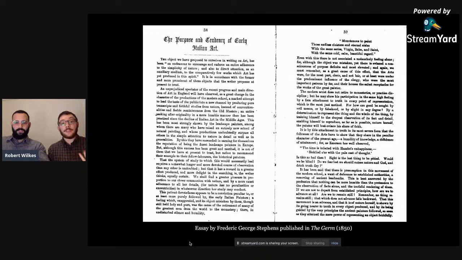This magazine contained various essays on the kinds of things that the Pre-Raphaelites were trying to do.